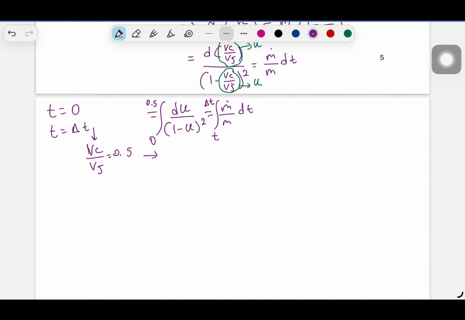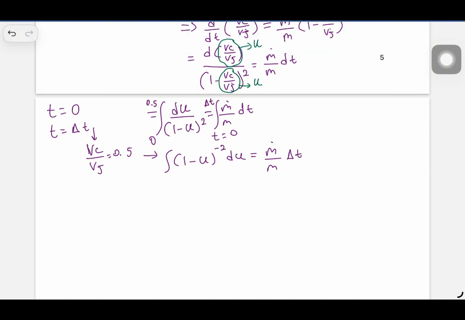So here we actually have the integral of du over 1 minus u squared. And this is going to be m dot over m times delta t. And this delta t is the required time to obtain this relationship, which is that the cutoff velocity will be half of the jet velocity.